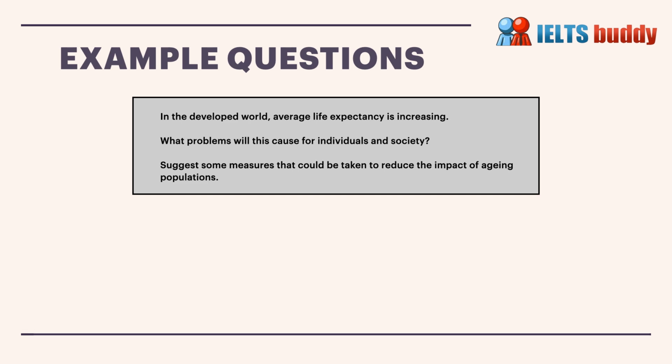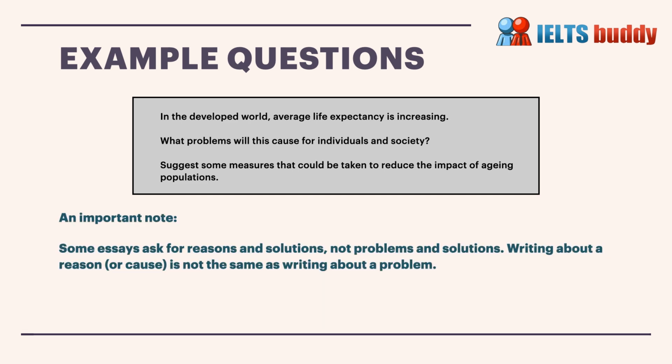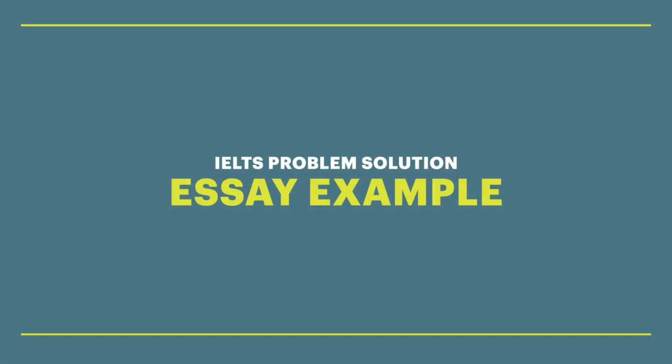Or, in the developed world, average life expectancy is increasing. What problems will this cause for individuals and society, and suggest some measures that could be taken to reduce the impact of aging populations? An important note: some essays ask for reasons and solutions, not problems and solutions. Writing about a reason or cause is not the same as writing about a problem. So to explain further how to write these types of essays, let's look at an essay example for a problem solution essay.